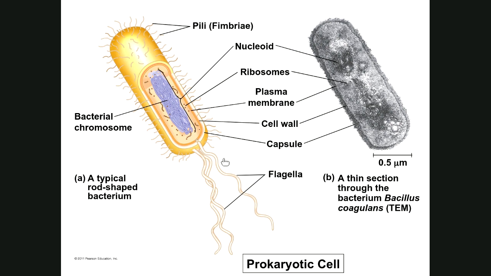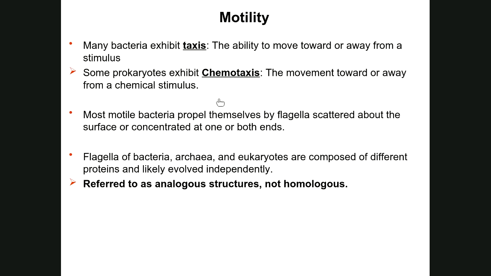What we're going to transition into is this region called the nucleoid, as well as the flagellum, or flagella. First of all, motility. Focusing on bacteria, or prokaryotes in general, they exhibit taxis. They have the ability to move towards a stimulus. More generally, prokaryotes, both bacterial and archaeal in nature, exhibit what we call chemotaxis. This is the movement towards or away from a chemical stimulus.